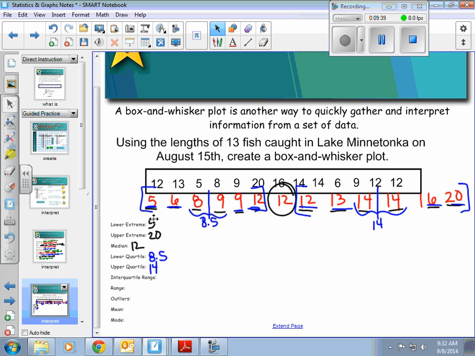Then I need to find the IQR, the interquartile range. So that is where you take your upper quartile, which was 14, minus your lower quartile, which is 8.5. And when you do that, you get 5.5. So my IQR is 5.5. Then my range is your upper extreme minus your lower extreme. So it'd be 20 minus 5, so that gives me 15.